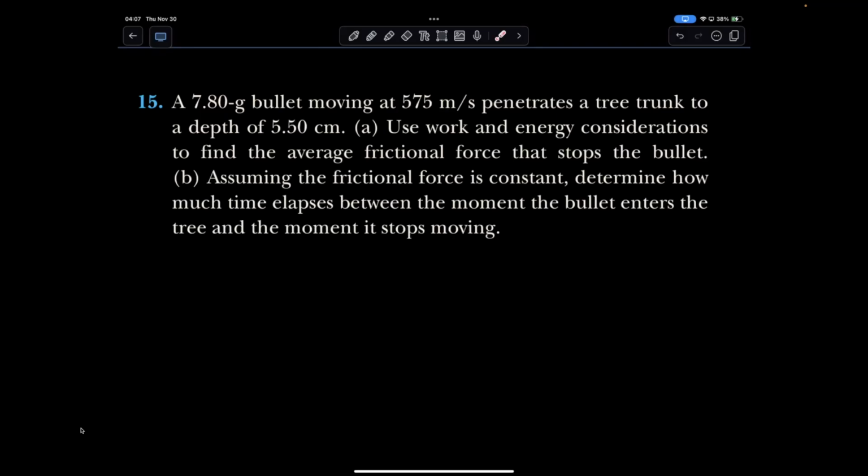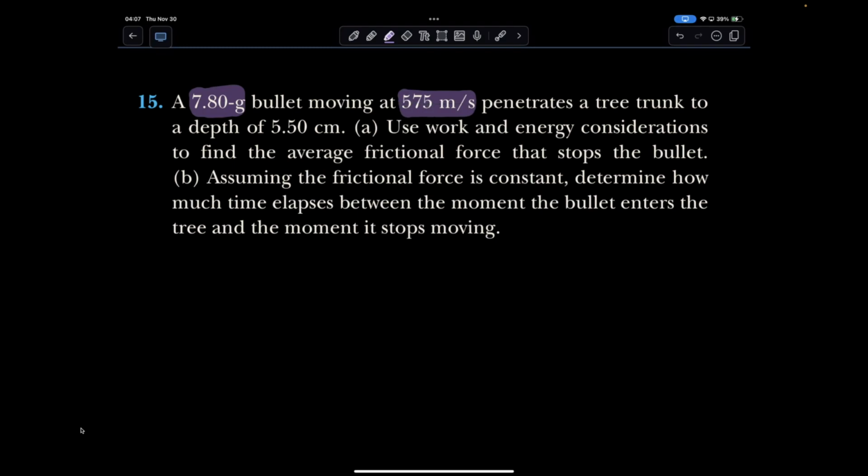Question number 15. We have a moving object, which is a bullet. Remember, we need kilograms. This is in grams. They're tricky. So for a moving object, we're given both mass and speed. So that's easy. We can figure out kinetic energy.